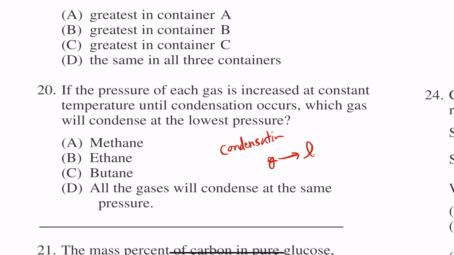And obviously, out of methane, ethane, and butane, like I just said, butane has the longest carbon chain. It's got the most LDFs compared to the others. It's got the strongest intermolecular forces, most likely to attract the nearby molecules, aka most likely to come together first at the lowest pressure. That's why answer choice C should be correct.